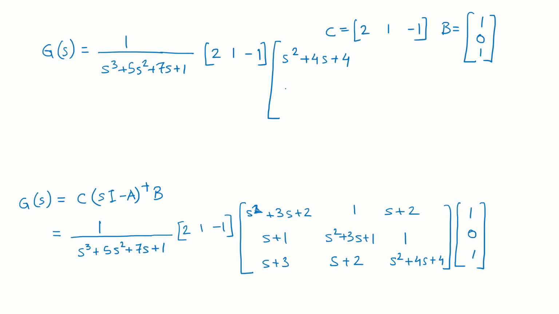Then s plus 1 plus 1, which is s plus 2. Next, s plus 3 plus s square plus 4s plus 4. So s square plus 5s plus 7. So I guess I am correct here. Yeah, it is fine. So next, what this becomes, so now is the final step.